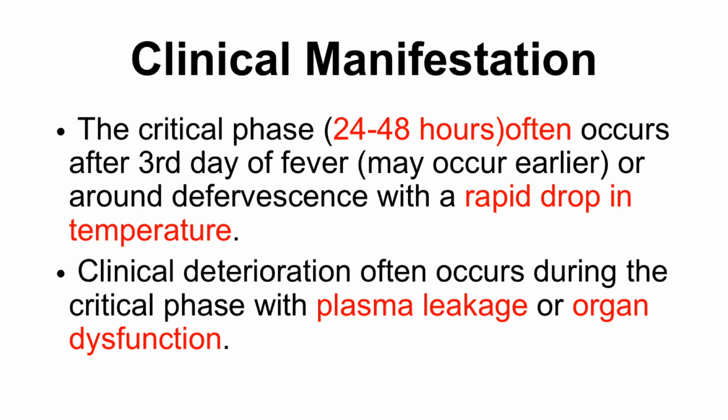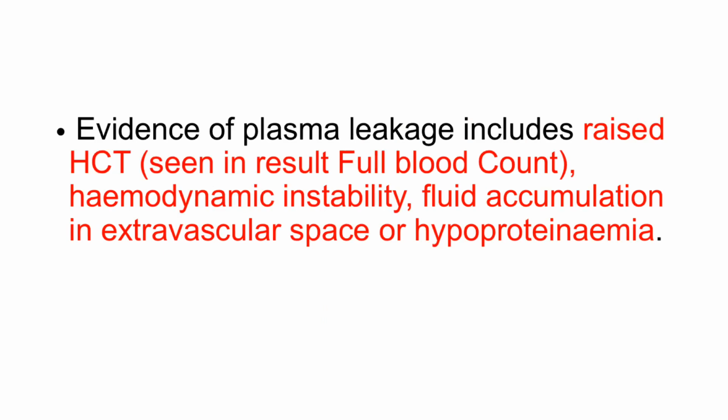Clinical deterioration often occurs during the critical phase with plasma leakage or organ dysfunction. So, what is the evidence of plasma leakage? You can see it through the result of the full blood count. You can see that hematocrit, HCT, is raised, and you will soon get hemodynamic instability, fluid accumulation in the extravascular space, hyponatremia, and hypoproteinemia.